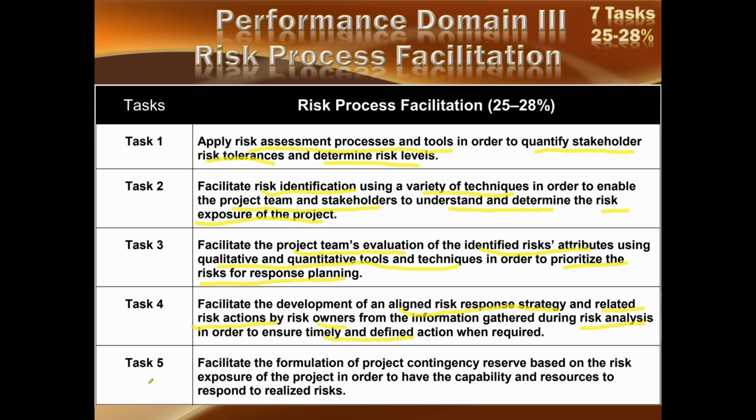Task number 5, facilitate the formulation of project contingency reserve based on the risk exposure of the project in order to have the capability and resources to respond to realized risks. So what here we are talking about is formulation of project contingency reserve. Now this is the contingency reserve. Project contingency reserve is for any unforeseen. This is for those risks which could not have been contemplated, which could not have been identified. But those reserves are going to impact the risk exposure. So, based on the risk exposure of the project, in order to have the capability and resources to respond to realized risks. So, those risks which have realized, how we are going to take action for them.